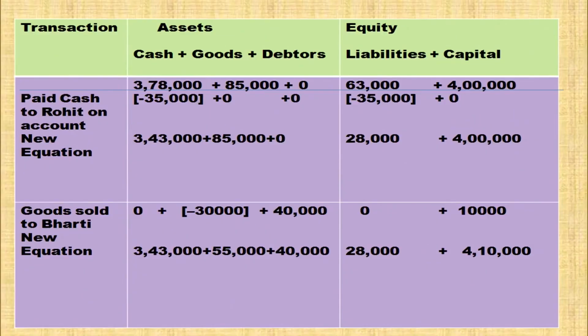Goods sold to Bharti. Cost price 30,000. So 30,000 is deducted in the goods column and it is sold on credit. Debtors increase, plus 40,000 in the debtors column. 40,000 minus 30,000, that is selling price minus cost price, will give 10,000. It is a profit. Selling price is more than the cost price. So add the profit with the capital. Then the new accounting equation will be like this. Cash 3,43,000 plus goods 55,000 plus debtors 40,000, that is 4,38,000 on the asset side, and liability 28,000 plus capital 4,10,000. Here also 4,38,000. So the accounting equation is satisfied.